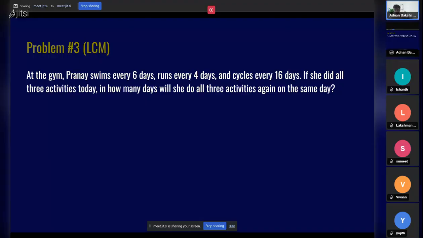Okay, let's do this one. Lowest common multiple. This should be clear. At the gym, Pranay swims every 6 days, runs every 4 days, and cycles every 16 days. If she did all these three activities today, in how many days will she be able to do all three activities again on the same day? Remember to use lowest common multiple for this question.